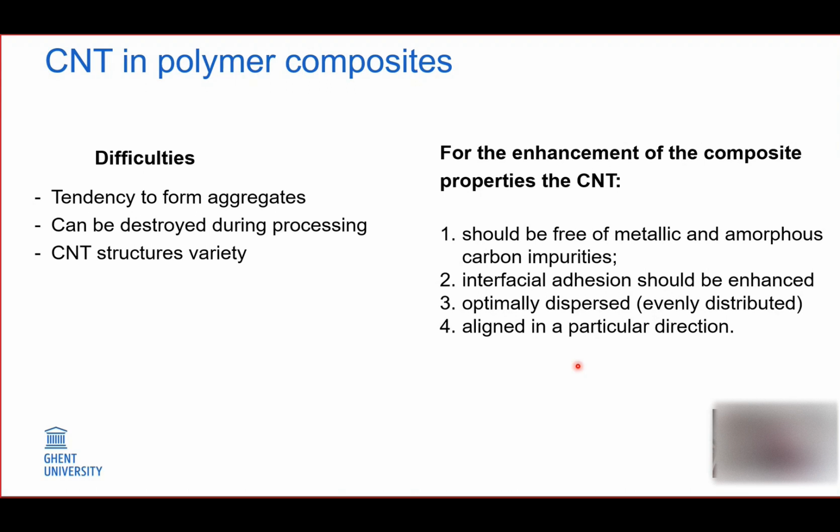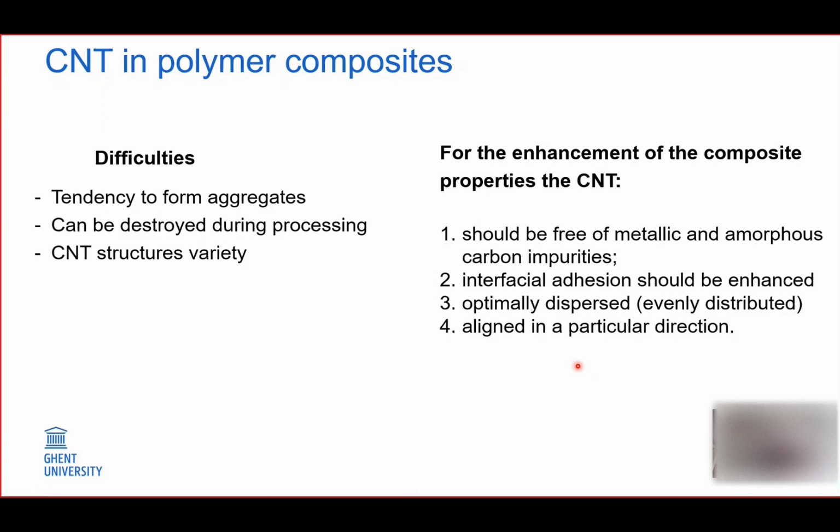But there are also some difficulties that we need to keep in mind when designing a material. First of all, carbon nanotubes tend to form aggregates. So to make an efficient composite, a composite with superior properties, we need to ensure a good dispersion of the carbon nanomaterials in the polymer matrix.